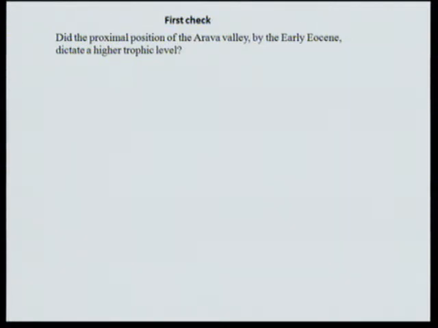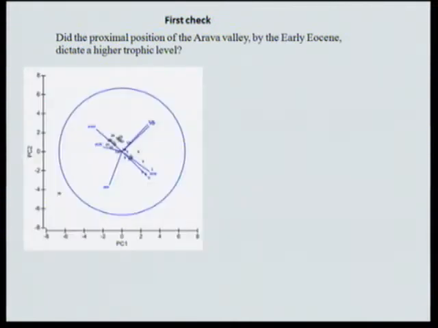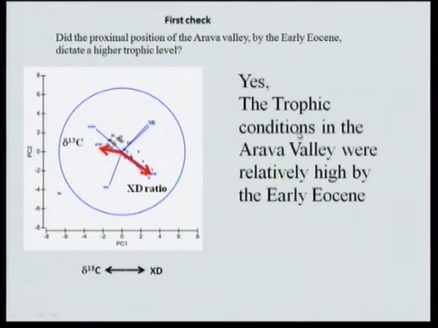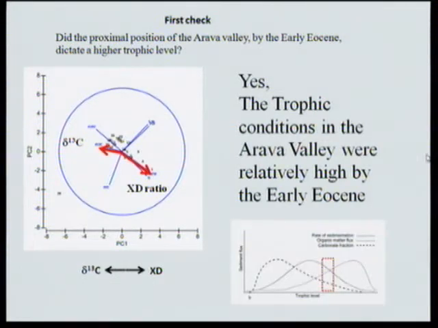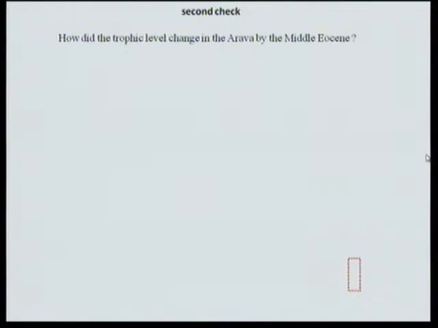The proximal position of the Arava Valley, for example, by the Eocene, dictates higher trophic level. Here are the PCA, and I just emphasize what happens to the vectors. Here's the delta C13, and here is the XD ratio. They are, of course, with the error, you always have error, but you might say that they are antithetic. And the answer is yes, the trophic conditions in the Arava Valley were relatively high by the early Eocene. Remember, we are here.